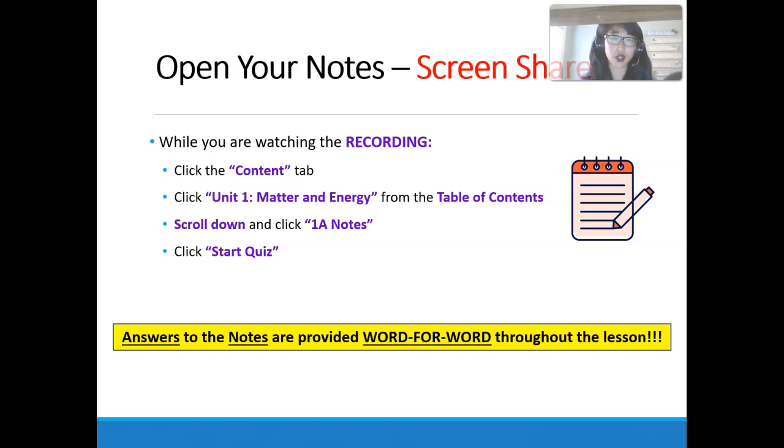But if you haven't opened your notes yet, I am going to show you the manual way to get to your notes. You go to the Content tab, click Unit 1 from the left side table of contents, scroll down, find the 1A notes, and click Start Quiz. Again, the answers to the notes are provided word for word throughout this lesson, so you don't need to come up with any answers. You just need to watch the recording and fill it in. You'll see these little yellow squares that have all the answers. I'll explain that in a moment.